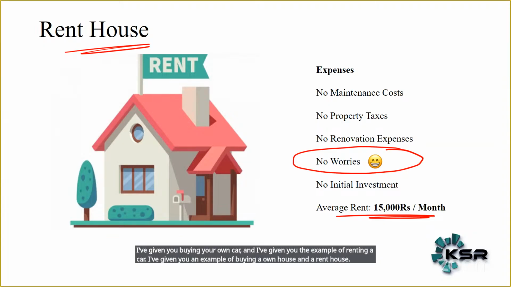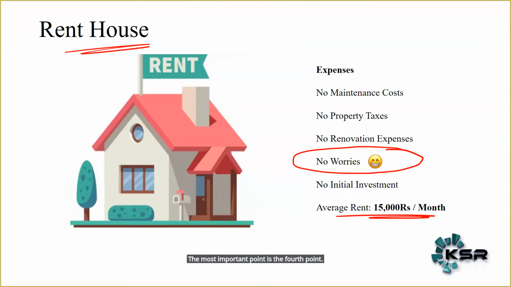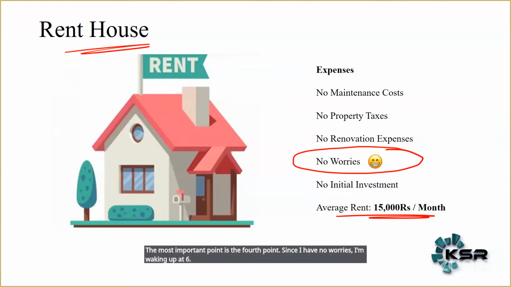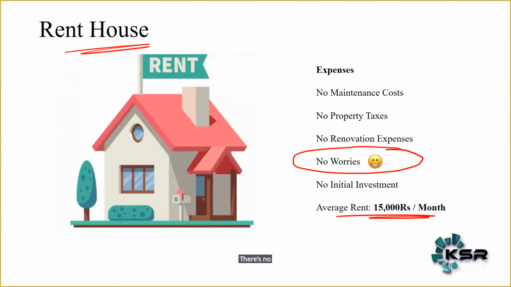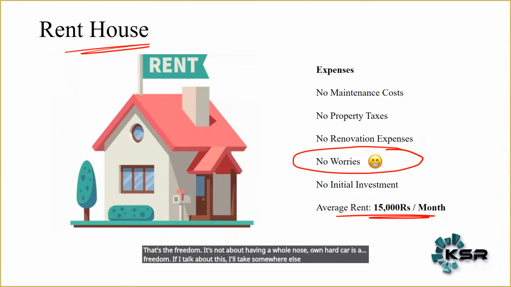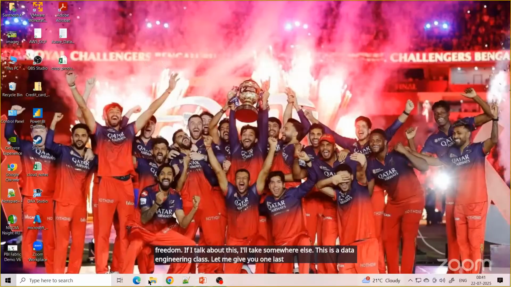The most important point is the fourth point. Since I have no worries, I'm waking up at 6:30 in the morning and I can speak till the night. I don't have any pressure. There's no added extra pressure. Today, 22nd July, if I feel like I want to leave my job, I can do it. Can a person who's paying EMI do this? No. That's the freedom. It's not about having your own house or own car, it's freedom. If I talk about this, I'll be taken somewhere else. This is a data engineering class. Let me give you one last example to prove that.